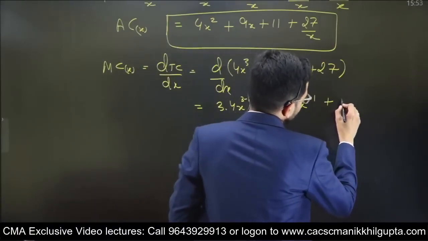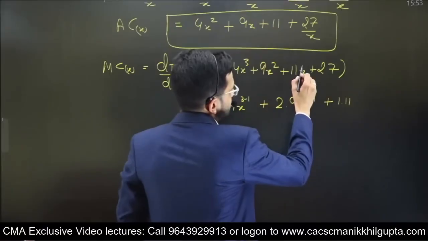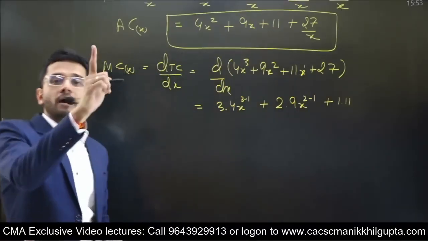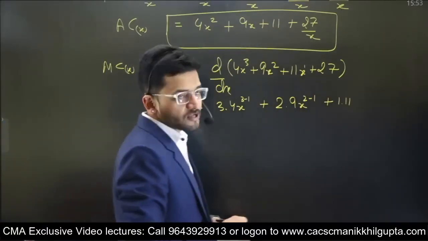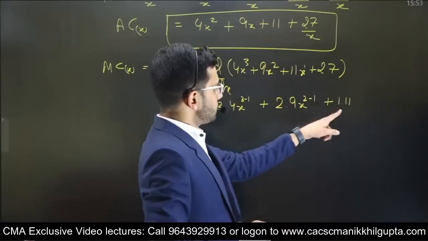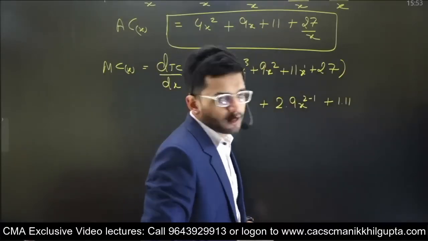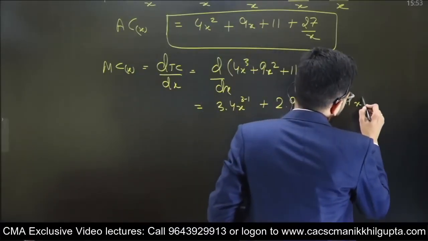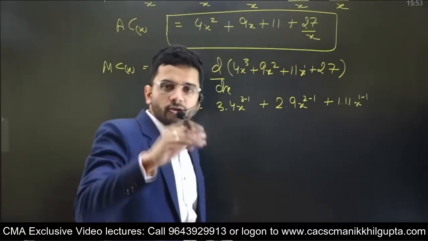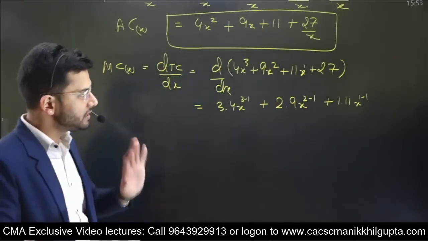Now x means x raised to the power 1. So 1 is required to be multiplied with 11, and x raised to the power 1 minus 1. You'll reduce the power by 1. That is the constant thing which we are doing.